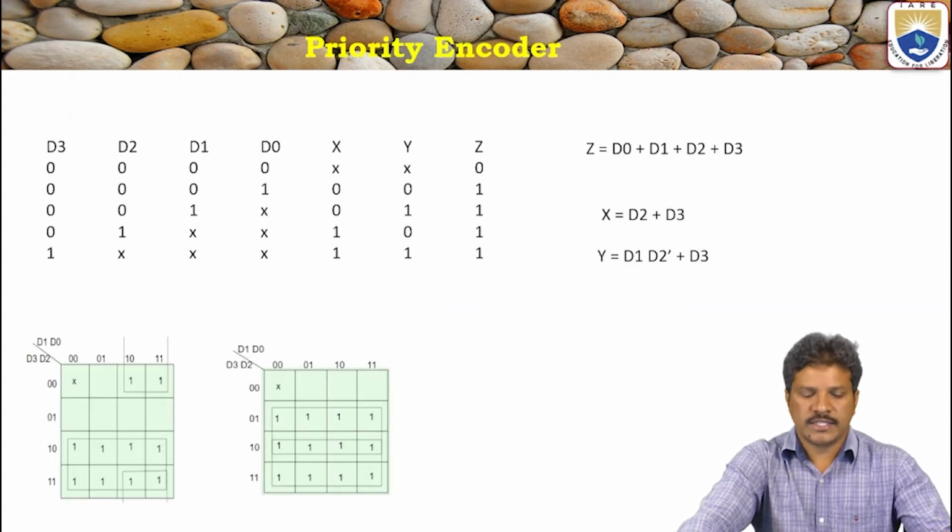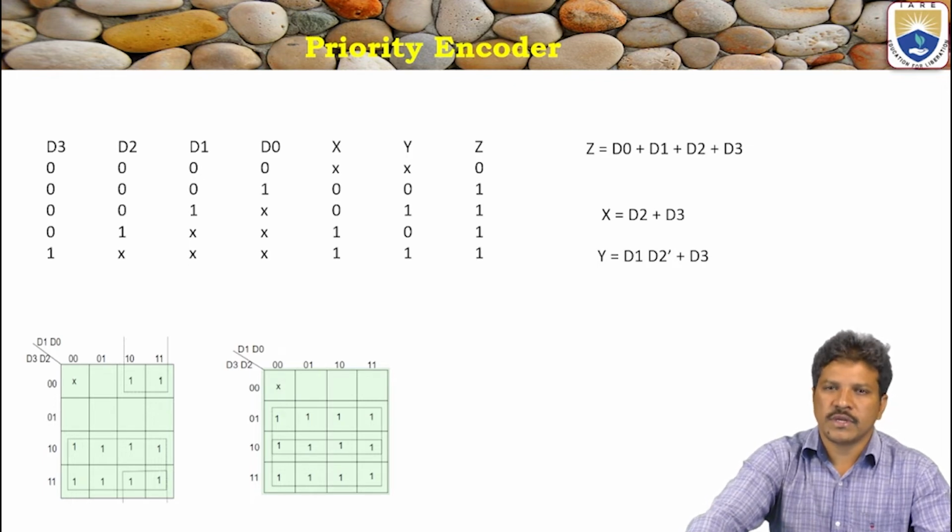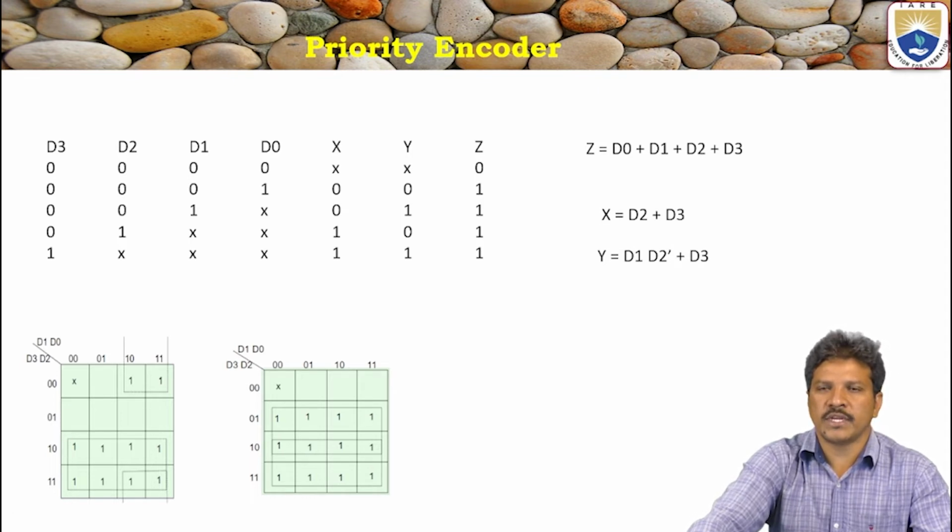Next, in this case, suppose an encoder has more than one input active at a time. Then the normal encoder gets confused about which corresponding output should be generated. To avoid that, we can make a combinational circuit based on priority. If more than one input is active high, then based on the highest priority active input, its corresponding output will be generated.